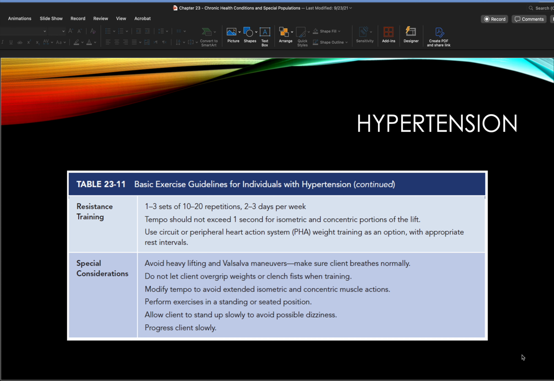Over-gripping and clenching can cause excessive pressure. Tempo can be a problem because with isometrics, you're going to hold your breath a little bit longer. And then stand up slowly. That's obviously a challenge because it can cause dizziness by coming up too quickly. And then what we talked about before is that slow progression.